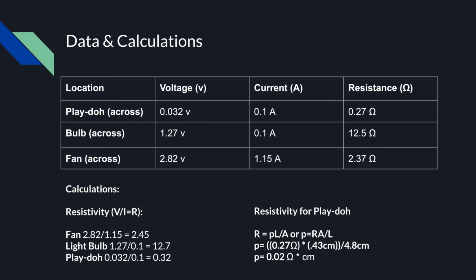The resistivity for the Play-Doh was calculated by resistance equals rho multiplied by L divided by A, or rho equals RA divided by L. Running the calculations, we see that the final resistivity value for Play-Doh comes out to be about 0.02 ohms per centimeter.